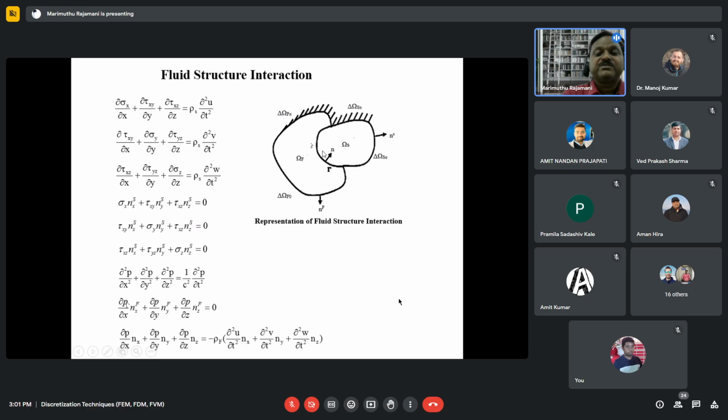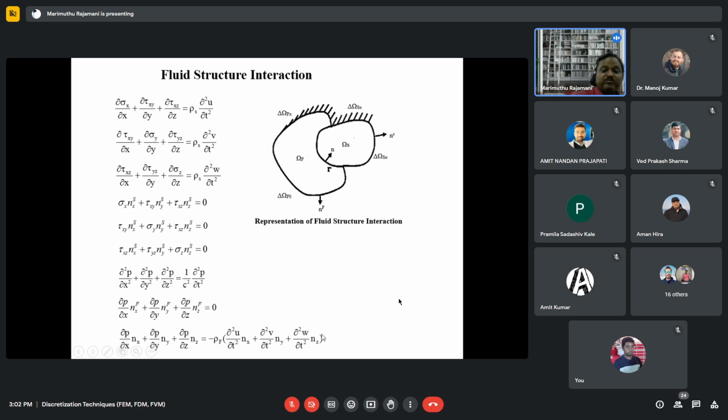At the interface, dou p by dou n equal to minus rho f, the fluid density, into dou square un by dou t square. So that when you write in terms of components, it gets dou square u by dou t square. The same as it is dou p by dou n equal to minus rho f into dou square u normal by dou t square. That same thing has been expressed in this form.